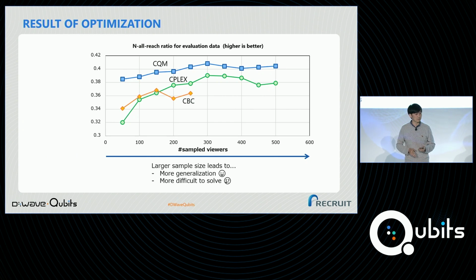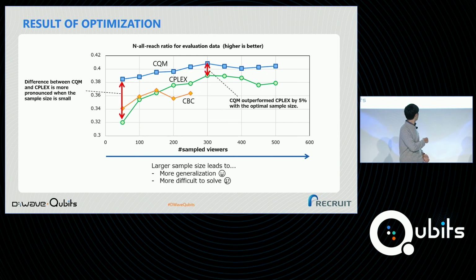Here are the results of the optimization. The y-axis here represents the N-reach ratio for evaluation data. So this is the final evaluation score. So the higher is better. And the x-axis represents the sample size of the viewers. So overall, CQM performs the best among all solvers, especially when the sample size is smaller.